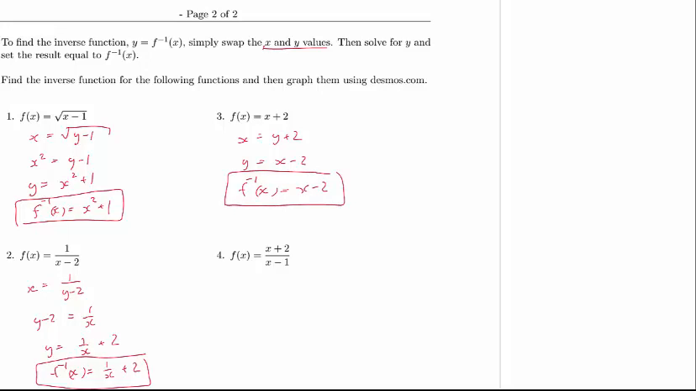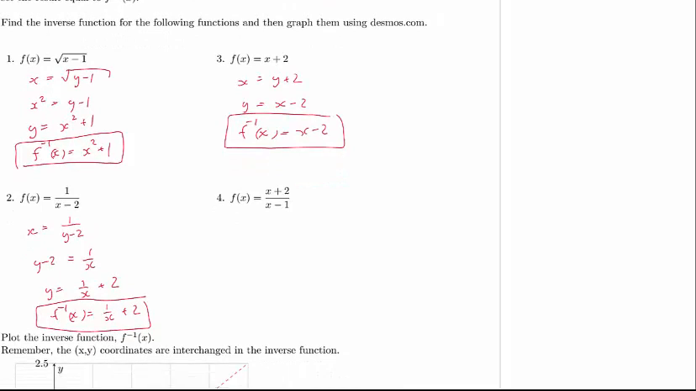Right, so we've got a linear function with a slope of 1 being shifted up by 2. The inverse is just being shifted down by 2. Graph both these lines in Desmos. Verify they're symmetric about the line y equals x.